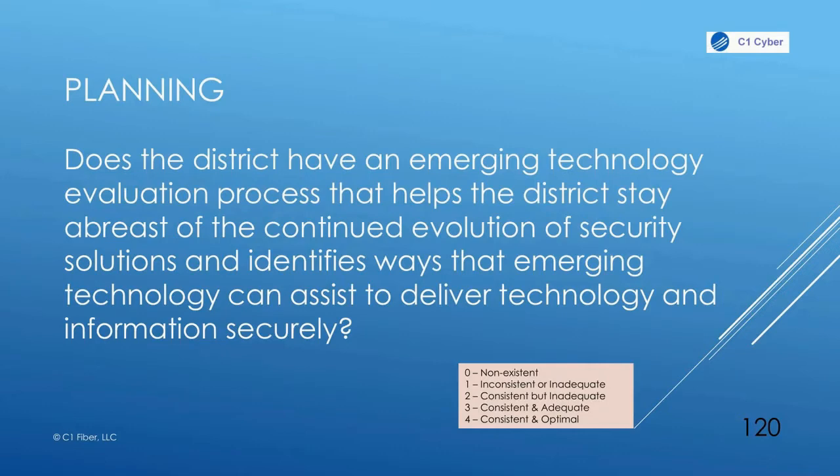Score 2 if your organization has a consistent but inadequate emerging technology evaluation process. 3 if your organization has a consistent and adequate emerging technology evaluation process. Or 4 if your organization has a consistent and optimal emerging technology evaluation process. Pause the video now in order to consider and record your answer before continuing.